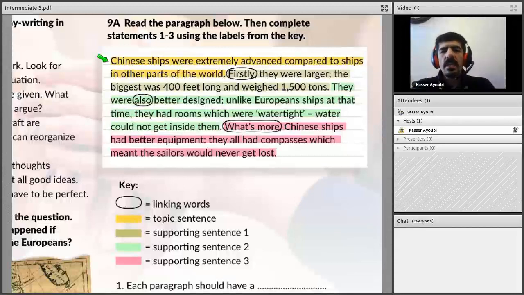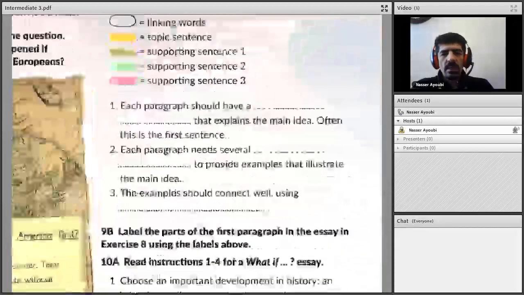These supporting sentences are connected to each other using firstly, also, what's more. These words are used to link the sentences to each other. A well-written paragraph and essay uses a lot of linking words because we need to make the sentences connected with each other. Okay, so let's move on.